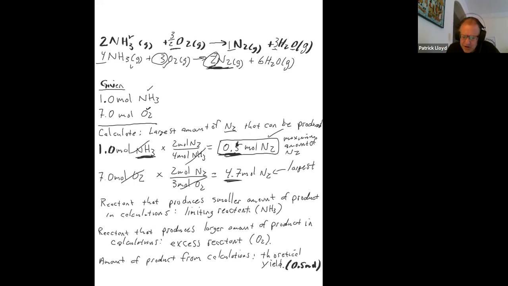It turns out the larger number, in this case 4.7 moles, is not a very useful number. It actually doesn't give us any information or very little information that we can use. The useful piece of information is the smaller amount, because that's what will happen in reality, and that's called the theoretical yield.